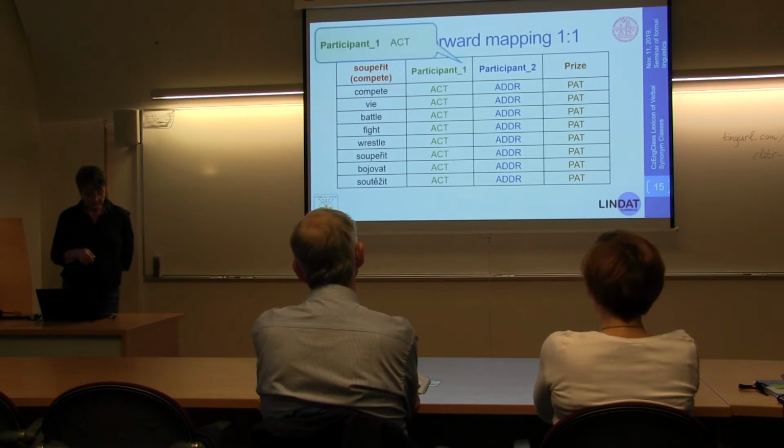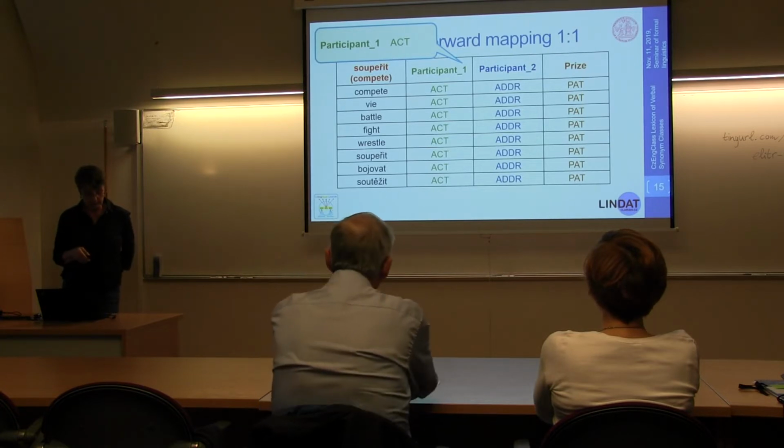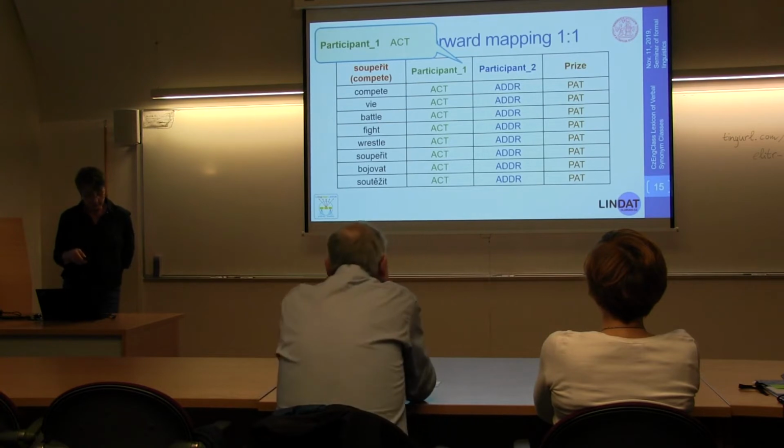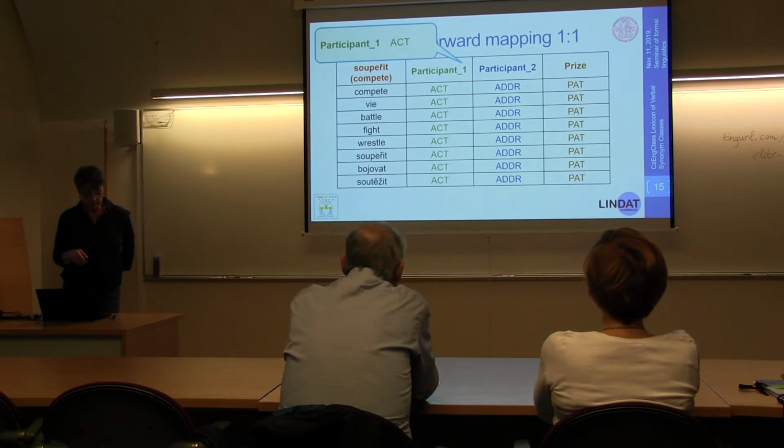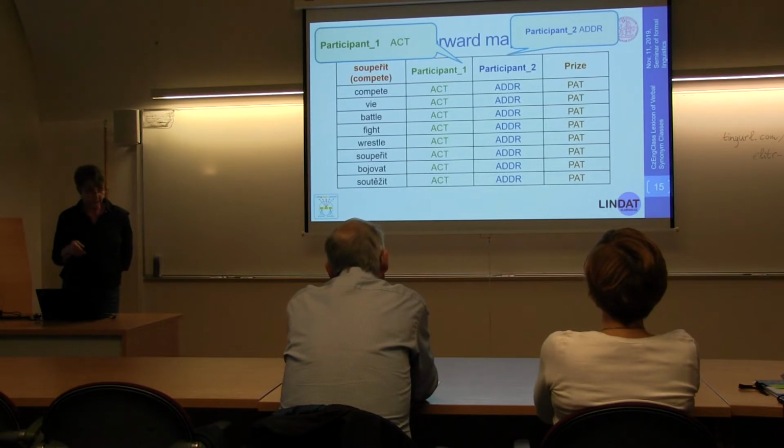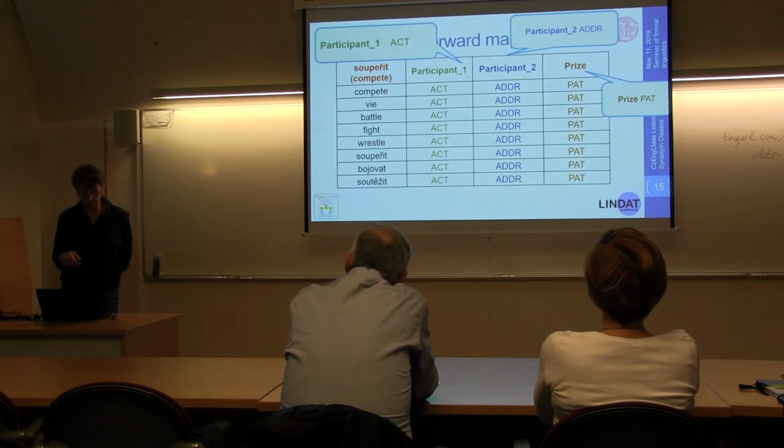Like here, the participant is mapped to actor, and it goes for all class members, so it's the same for compete, battle, fight, bojovat, soutěžit, and participant 2 is expressed as addressee in all valency frames, again for all the class members. And the third semantic role as well, price, is always mapped to patient.